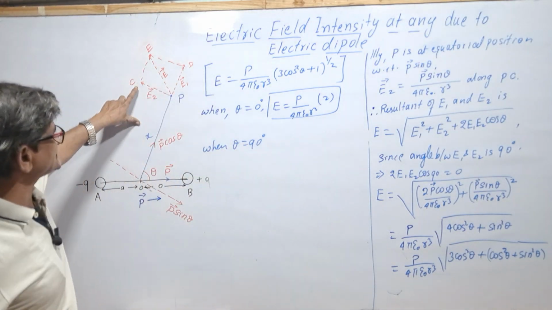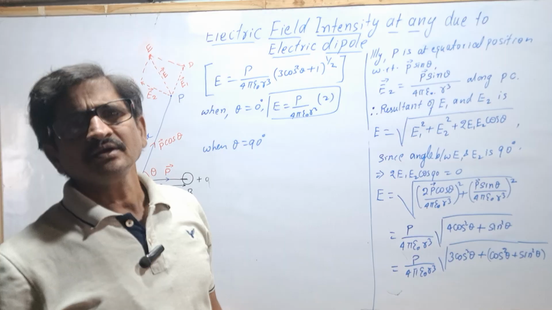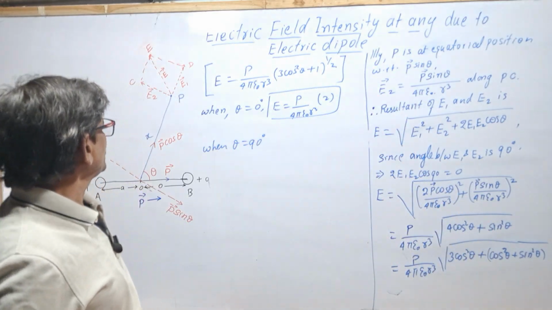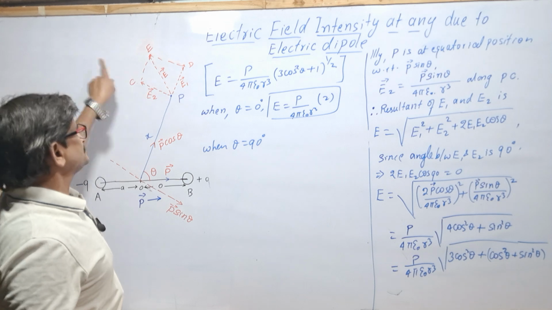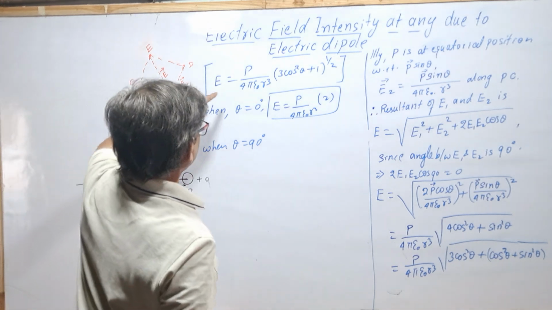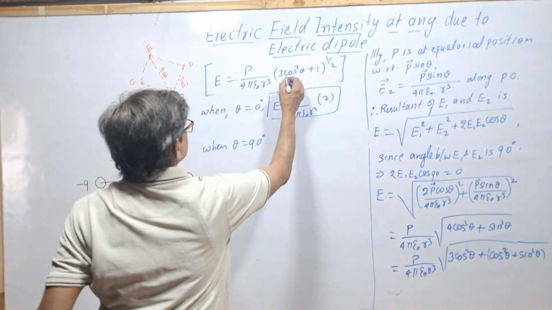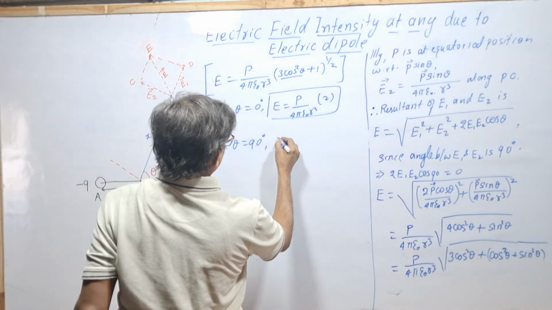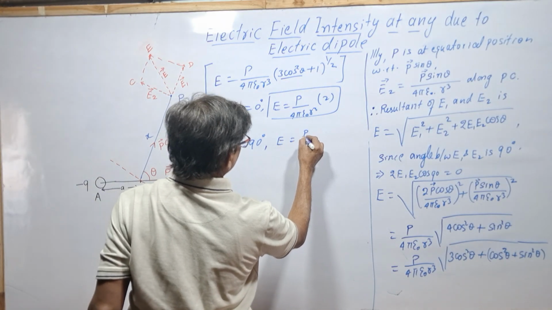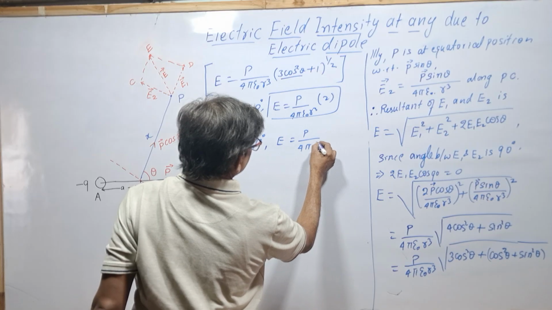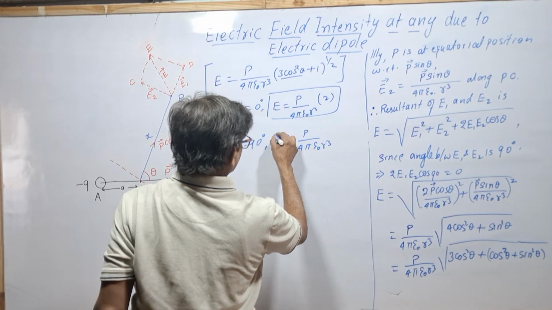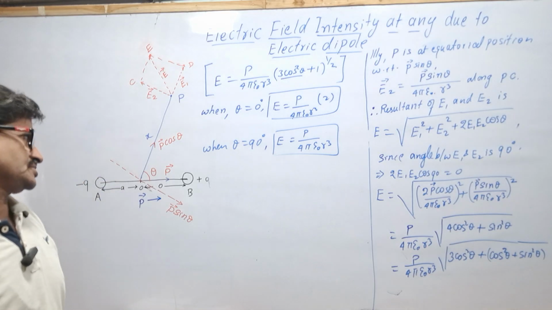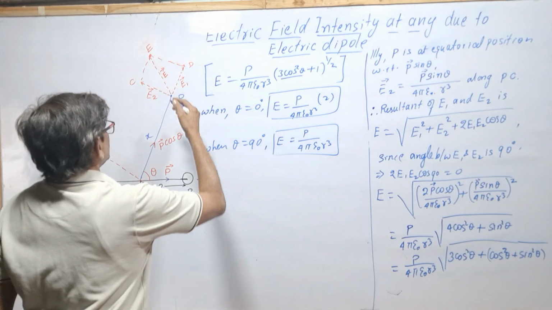When theta equals 90 degrees, the cos term becomes 0 and only 1 remains in the bracket, so E equals P divided by 4 pi epsilon naught r cube. This is for the case when both fields are perpendicular to each other.